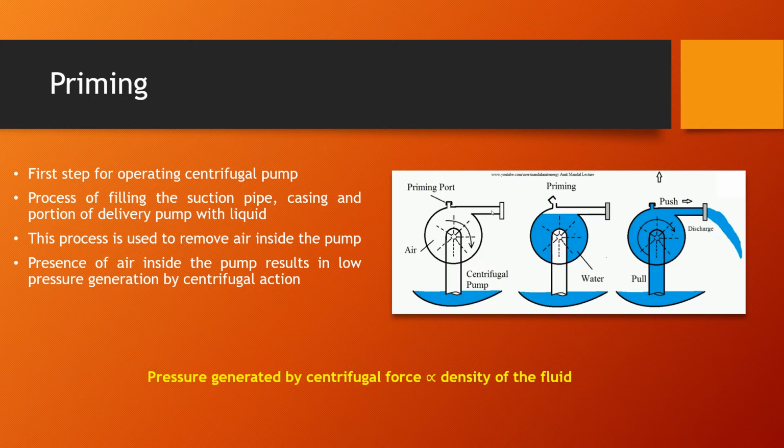So if you want to actually produce high head and have higher efficiency with your pump, you need to do priming. It has been seen that even if there's a little bit of air in the pump, you basically won't get any head out of the pump. There won't be any pressure head out of the pump. Or even if you get some, it'll be very low. You're going to be operating at a very low efficiency.